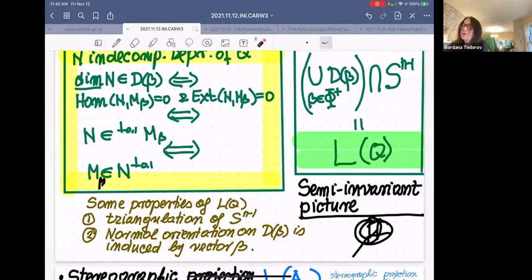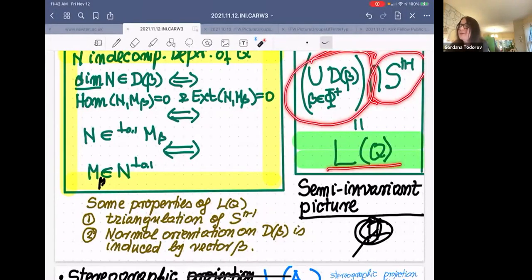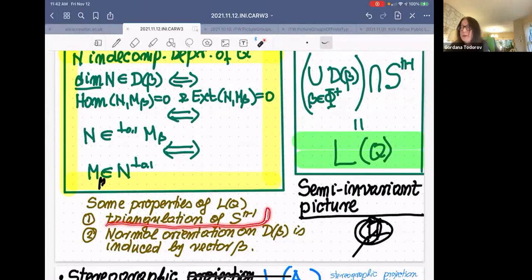So I just want to mention some properties which will be used, because since I'm talking about the homology of the picture group, I have to define the picture group, and I have to define the picture space, and so on. So here are some important things that I want to mention about this. Triangulation of S^(n-1): taking all of these and intersecting with S^(n-1) gives us a triangulation of the sphere S^(n-1). So that's one important thing that will be used.